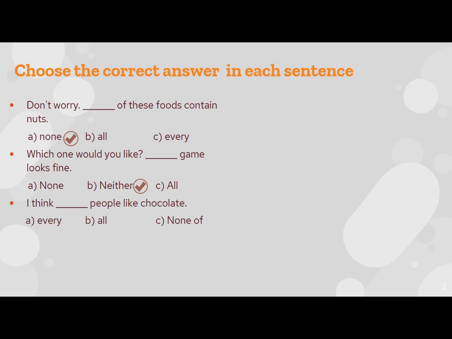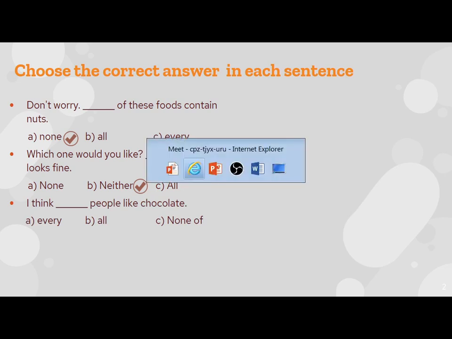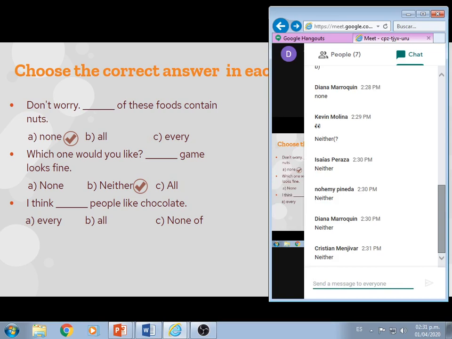In the third one, we have "I think" and then "people like chocolate." So what's the answer? Every, all, or none of?